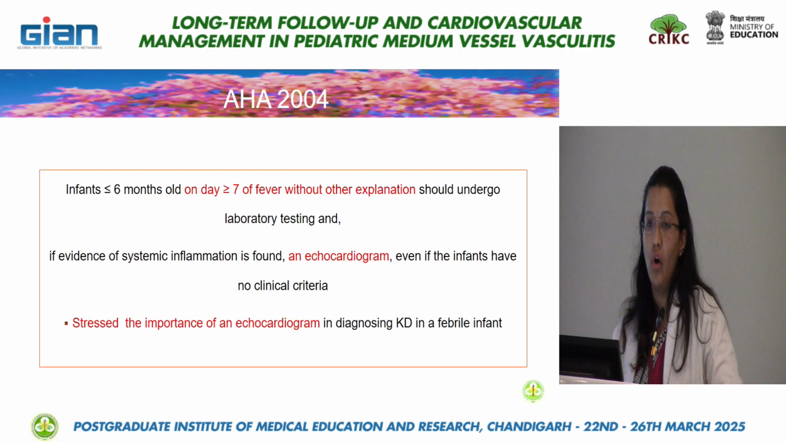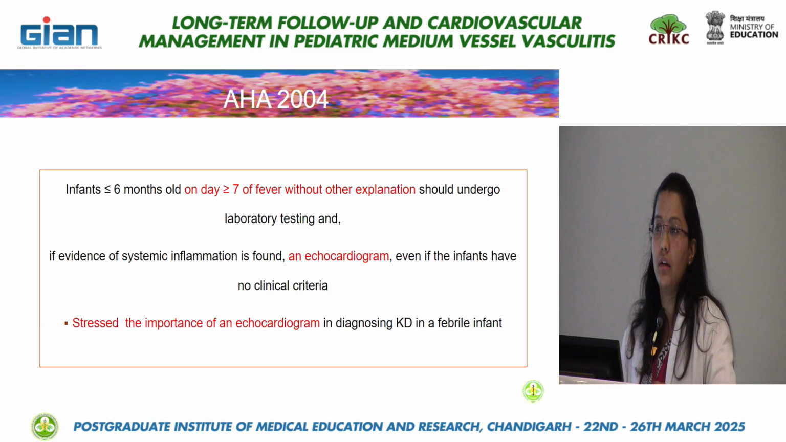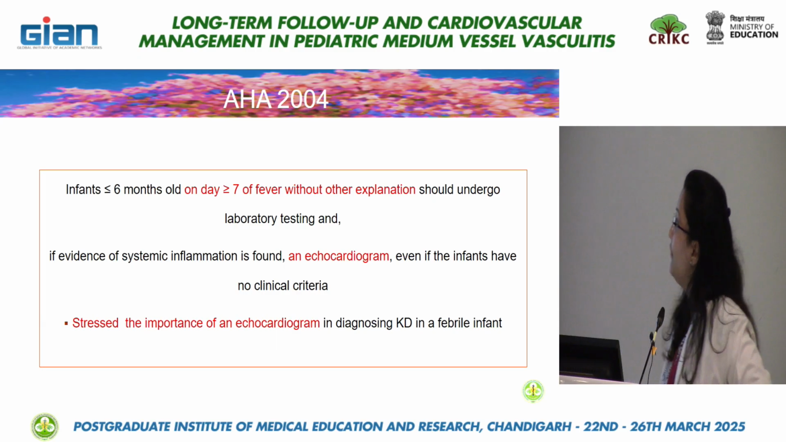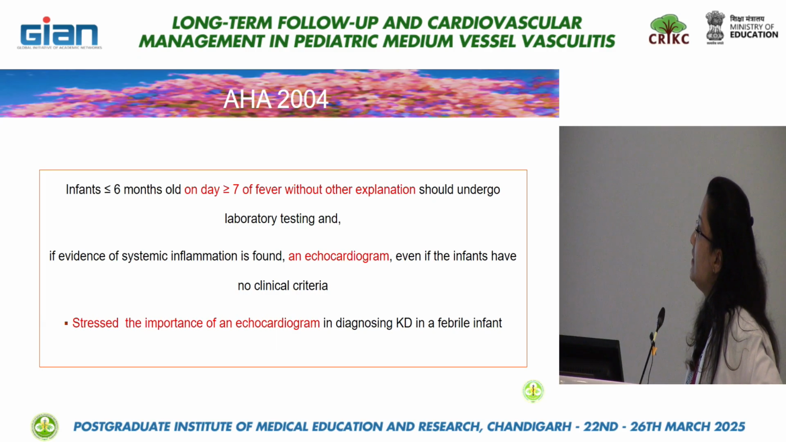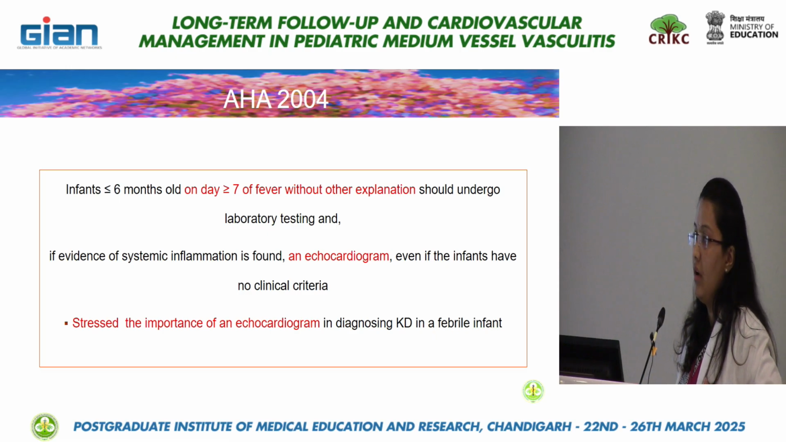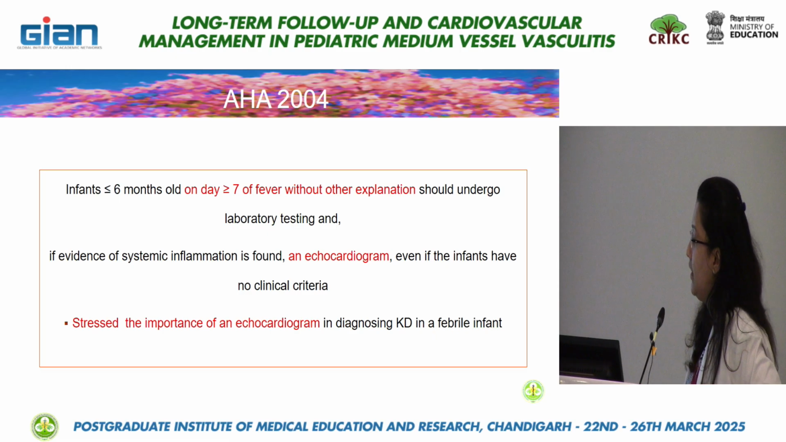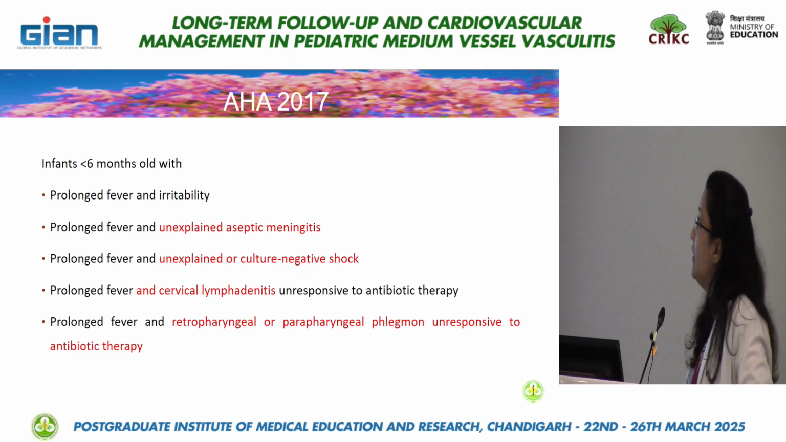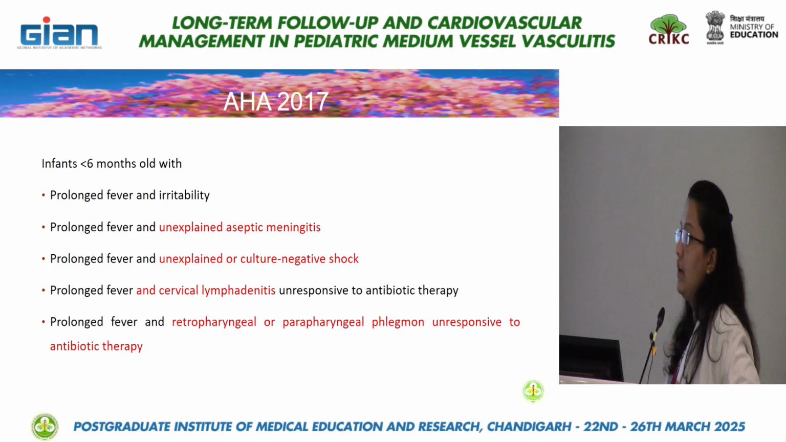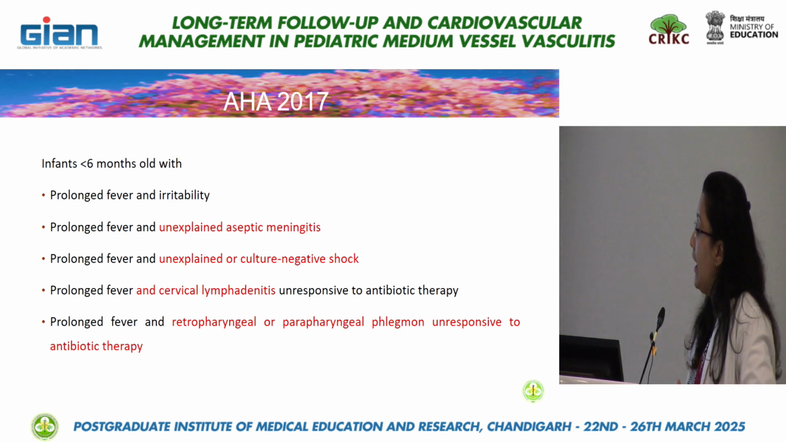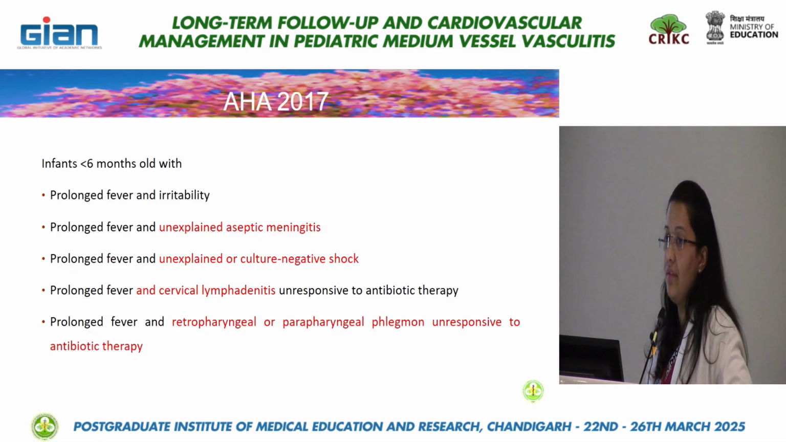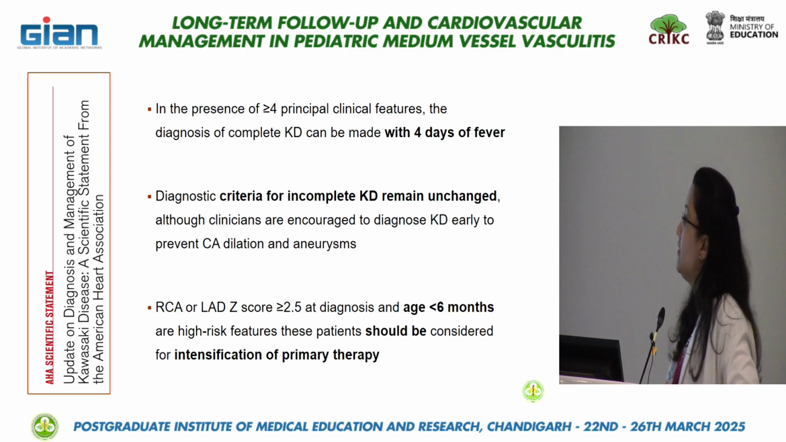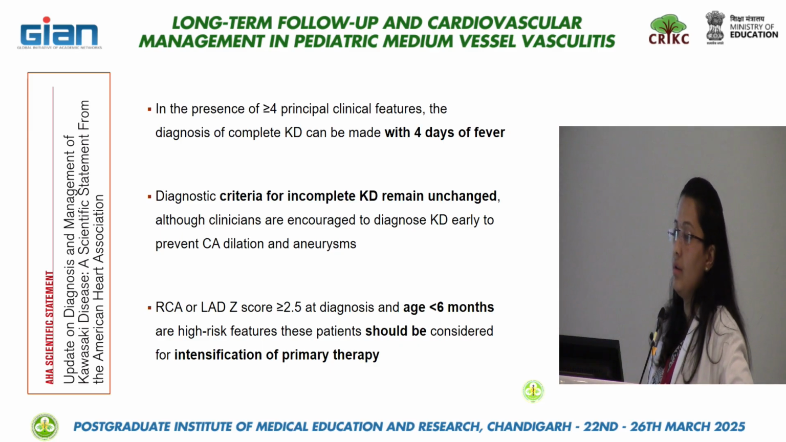So what has changed over the years is the case definition. The AHA in 2004 defined that infants less than 6 months with fever of 7 days or more, without any other explanation, should be investigated for the possibility of Kawasaki disease. However, in 2017, any prolonged fever with irritability, or unexplained aseptic meningitis, or unexplained culture negative shock, cervical lymphadenitis or phlegmon. However, again, we do not have exact criteria even till now, because the 2024 update has not mentioned much about it.